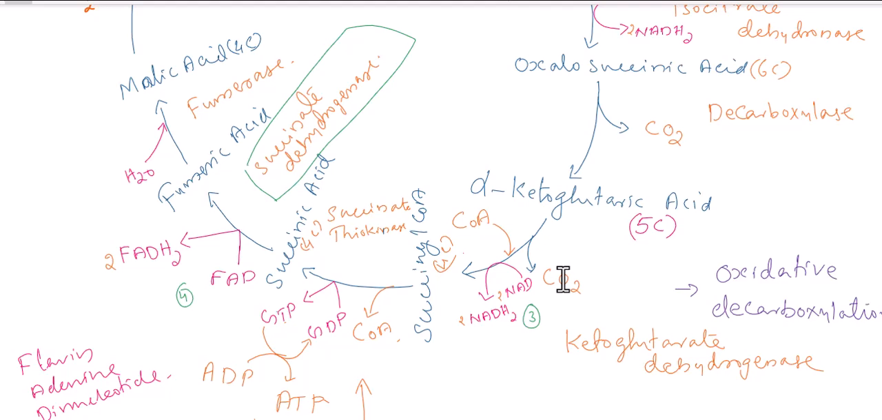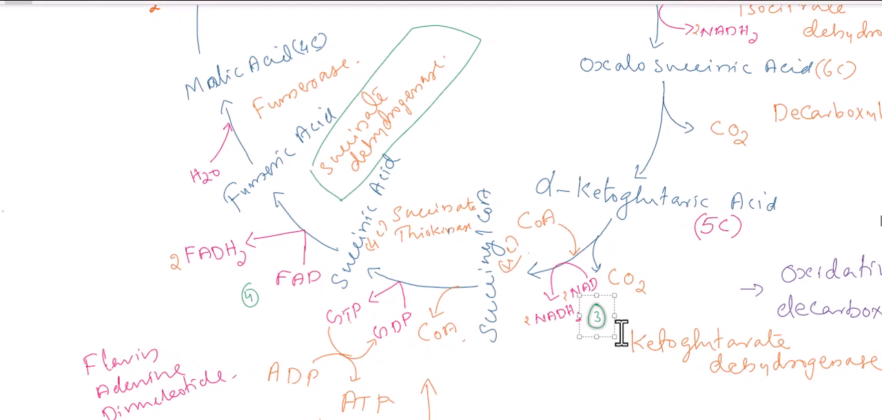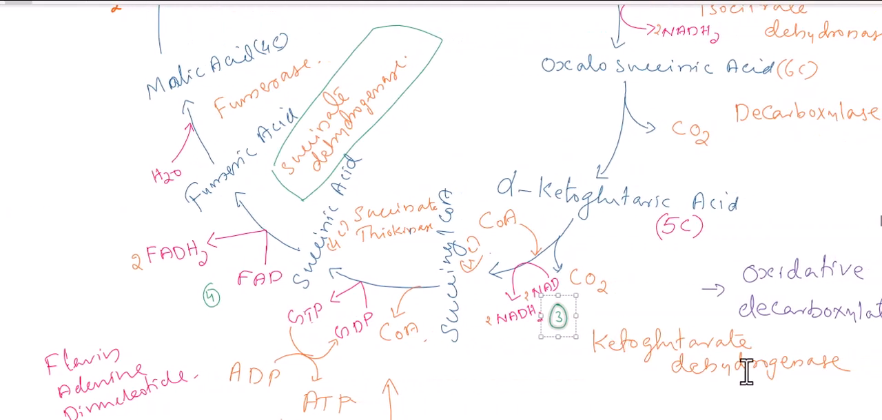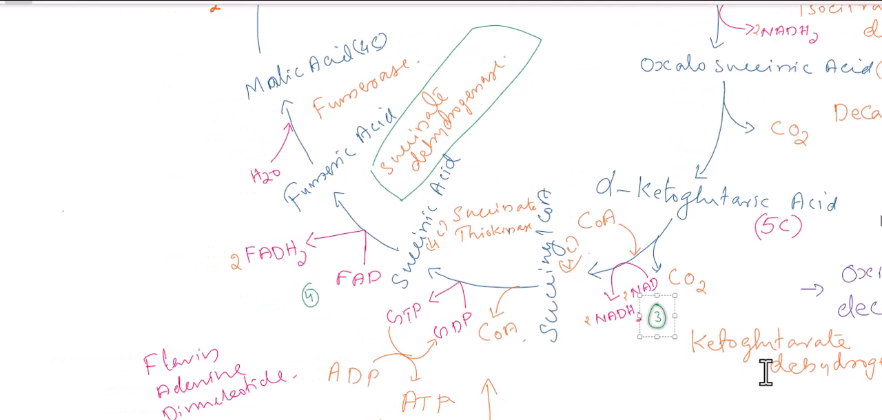So it is oxidative decarboxylation. Here again the same thing happens. Coenzyme A also combines with this, thus it becomes succinyl coenzyme A. Succinyl coenzyme A is the next 4-carbon compound. So note it, this is the 4-carbon compound, but the previous one is 5, because here carbon dioxide is removed. Some enzymes are also there, not that important. Ketoglutarate dehydrogenase is the enzyme.